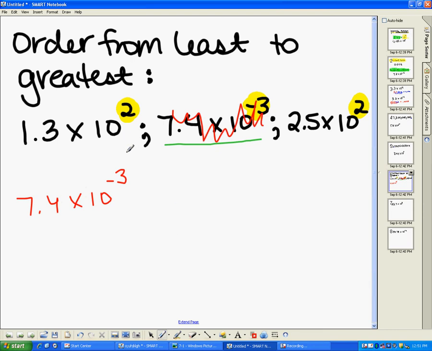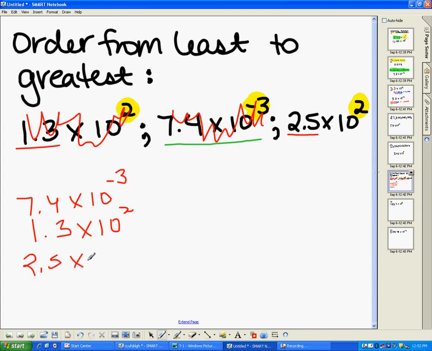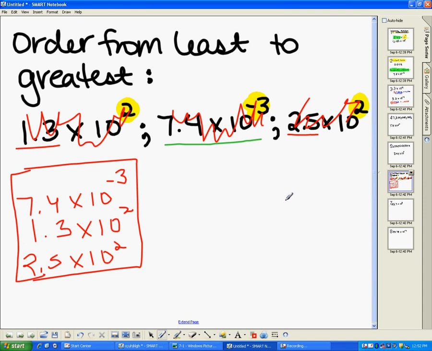I don't need to use that one anymore. Then I want to look at my next largest exponent. Well, it just so happens that these two have the same power. So next I'm going to look at the decimals, okay, and decide which one is the least between those two. And it is this one, 1.3 times 10 to the power of 2. So again, I'm done with that one. And now I'm left with this, which is 2.5 times 10 to the power of 2. And again, I'm done with that one. So here is your answer. These are the numbers written from least to greatest in scientific notation.